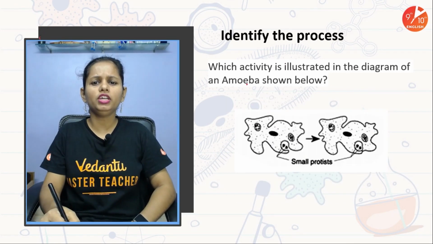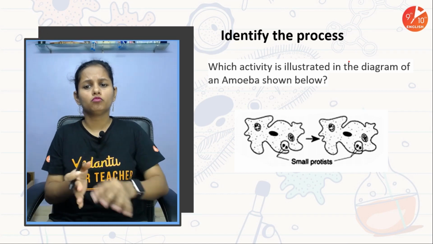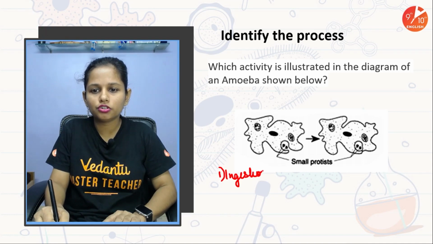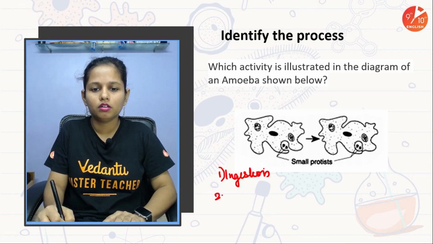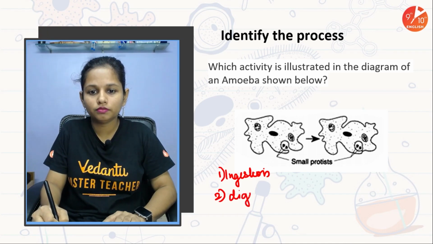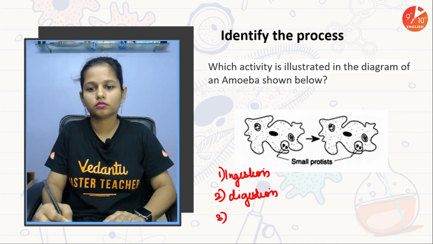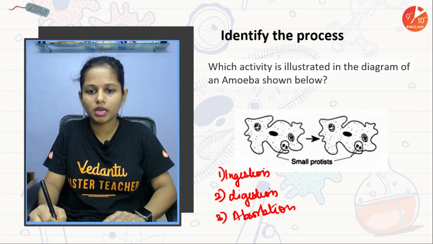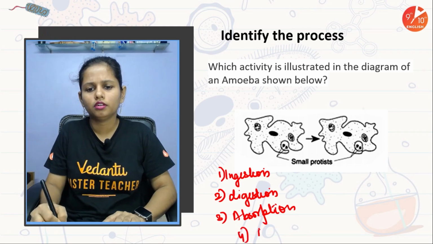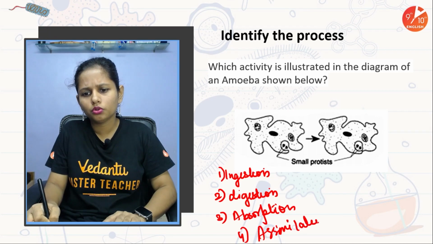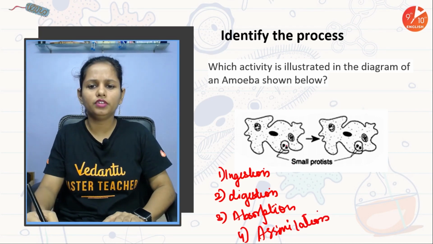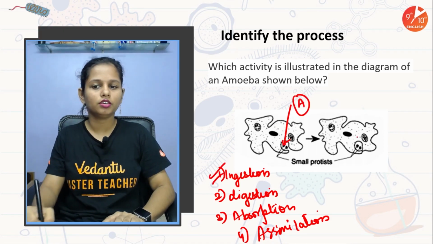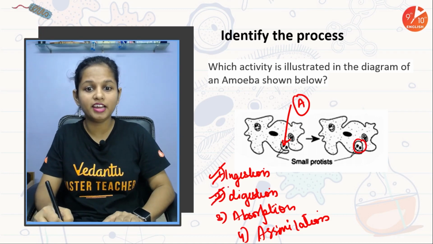And then which activity is illustrated in the diagram? So again, they might give you options. For example, ingestion. Okay, digestion, absorption, okay, or fourth, assimilation. Okay, and here if they ask you in first figure A, so here of course it's ingestion. If they ask you over here, of course it's digestion, right?